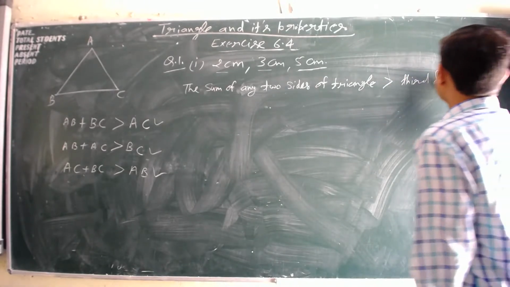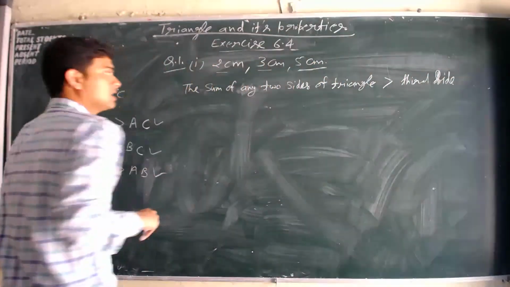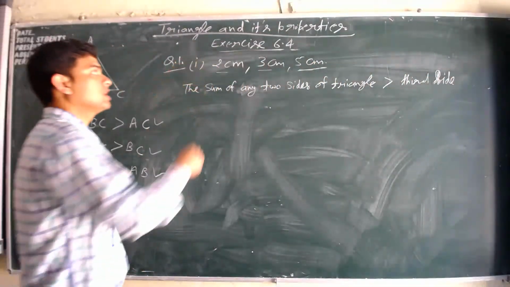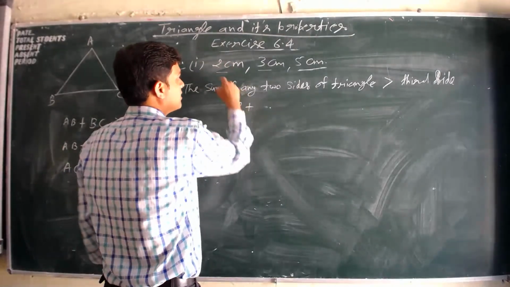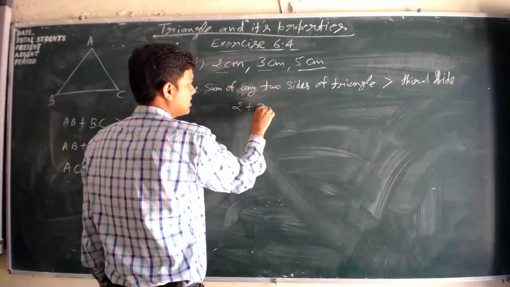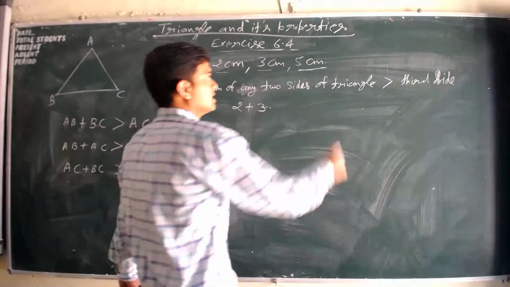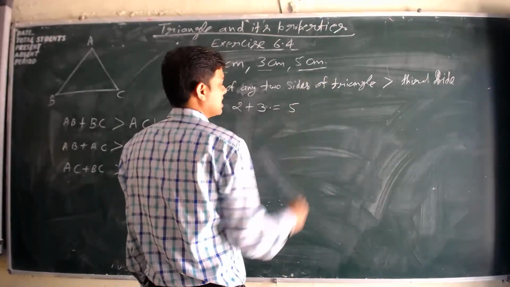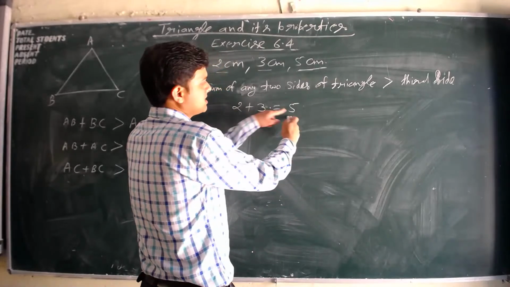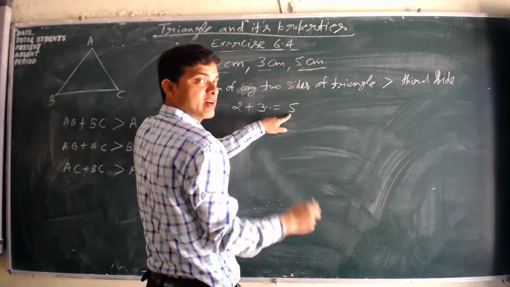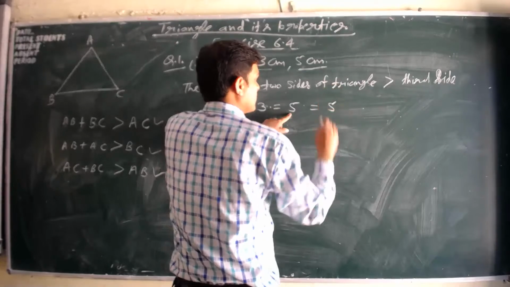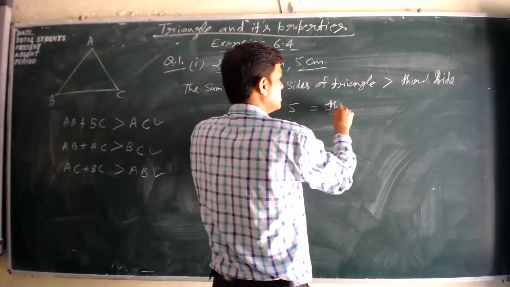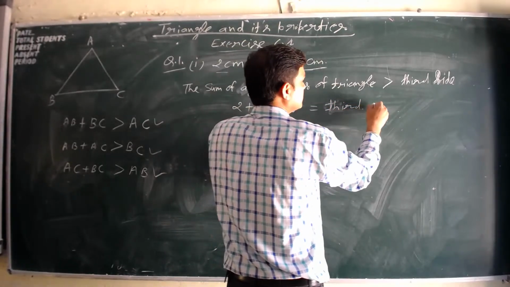क्लियर? थर्ड साइड अगर ये है तो हम इसके अंदर सॉल्व कर सकते हैं. तो एनी टू वी हैव टू ऐड, फर्स्ट ऑफ ऑल दिस यू हैव टू ऐड 2 plus 3, it should be greater than third arm. So 2 plus 3 is equals to 5, and 2 plus 3 is equals to 5. 5 is not greater than 5, is equals to third arm, है ना?